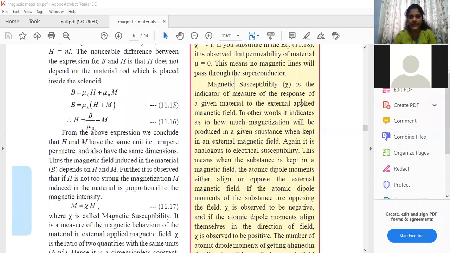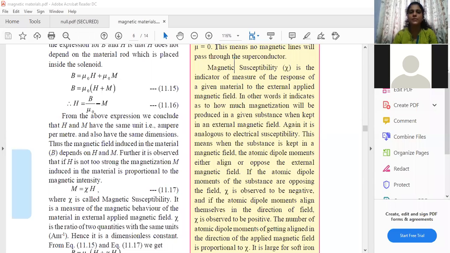All right, let us move ahead. What is written over here? Next, students, magnetic susceptibility is the measure of the response of a given material to the external applied magnetic field. We have already discussed what magnetic susceptibility is: how your material will behave, or how well the material is magnetized in an external magnetic field. In other words, it indicates how much magnetization will be produced in a given substance when kept in an external magnetic field.